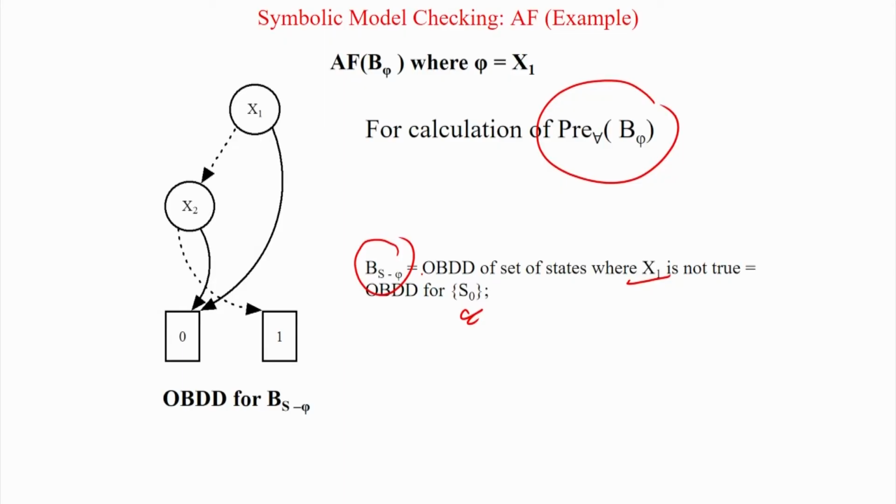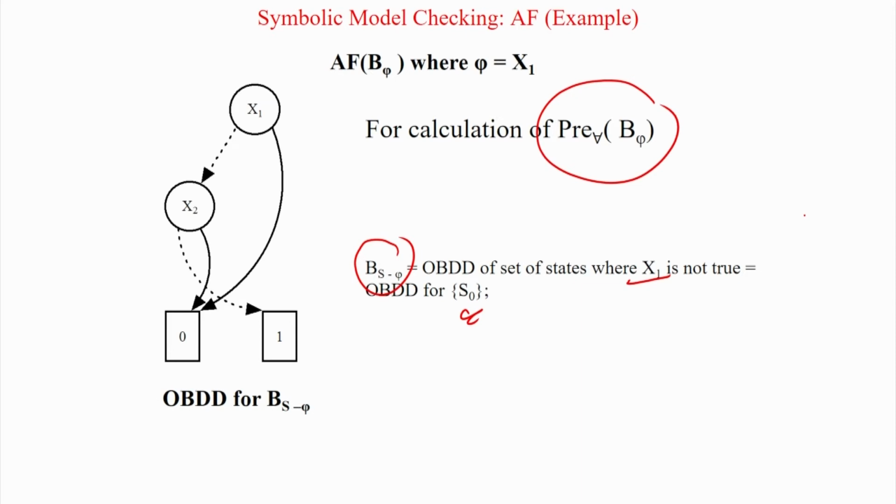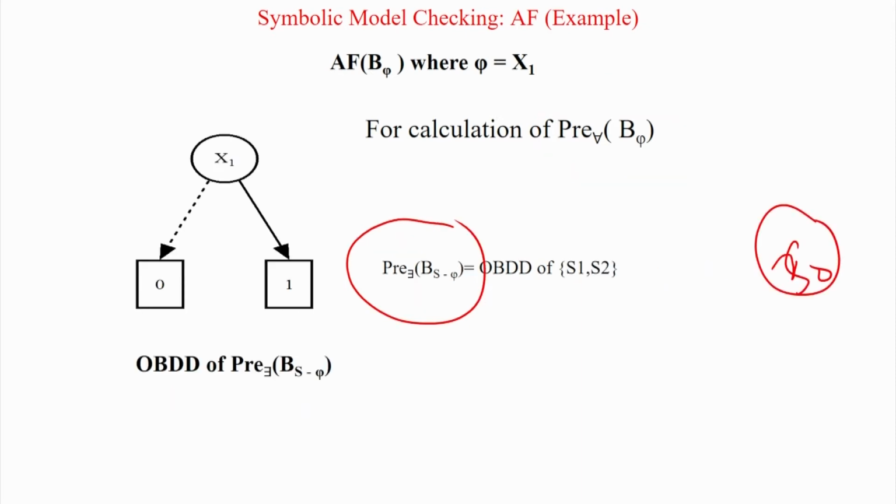So, anyway, going by steps. B of S minus phi, that is the set of all states where x1 is not true, is nothing but S0. So, this is the BDD for S0. Now, we are going to find the set of states. We have a state called S0, that is the last one, where the formula is false. Now, you have to find any state where there exists at least one path to S0.